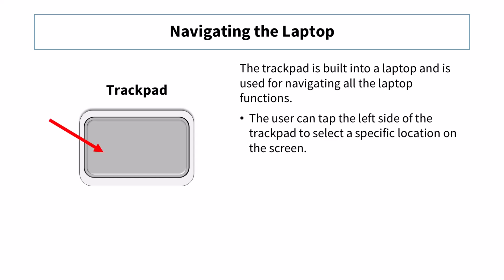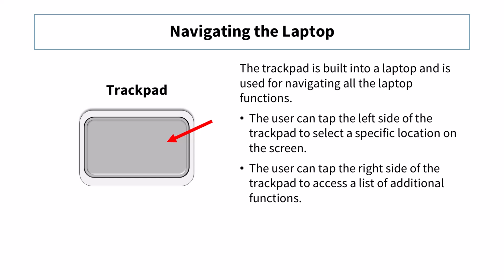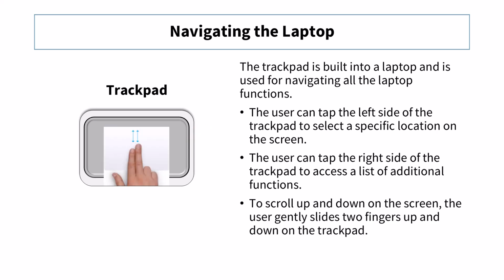The user can tap the left side of the trackpad to select a specific location on the screen, as shown in this image. The user can tap the right side of the trackpad to access a list of additional functions, as shown in this image. And to scroll up and down on the screen, the user gently slides two fingers up and down on the trackpad instead of tapping, as shown in this image.